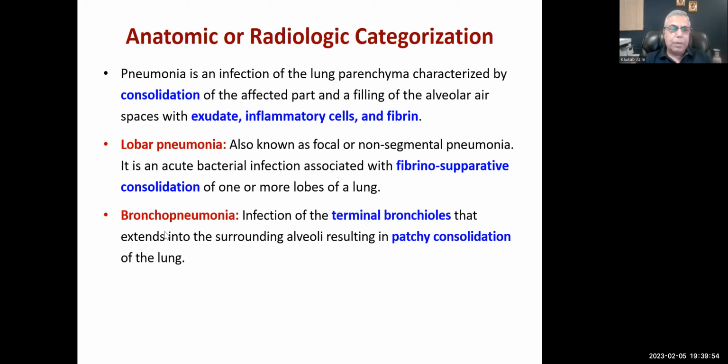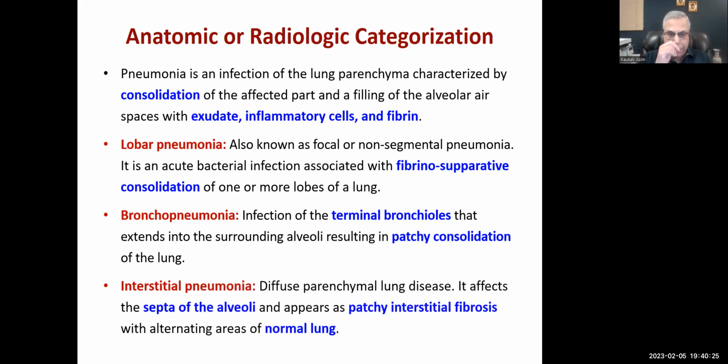Then we have this term bronchopneumonia, infection of the terminal bronchioles that extend into the surrounding alveoli, resulting in patchy consolidation. So patchy consolidation is something that you see on the X-ray, and the radiologist is the best person to read that X-ray or to give his opinion on that X-ray. So bronchopneumonia starts in the terminal bronchioles, and then it extends into the alveoli, and that is why we call it pneumonia.